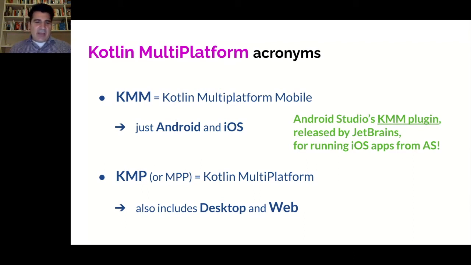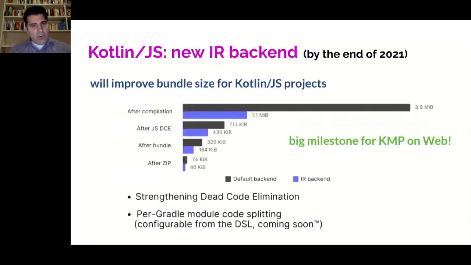And then you have KMP or MPP, which is the general acronym for Kotlin MultiPlatform, which includes also desktop and web. So in terms of Kotlin JavaScript, there's going to be a very important addition by the end of this year, which is the new IR backend. This is going to really improve Kotlin.js for web projects. It's going to be a big milestone for KMP on the web, and it's going to decrease especially the bundle size. Yeah, it's very, very good.